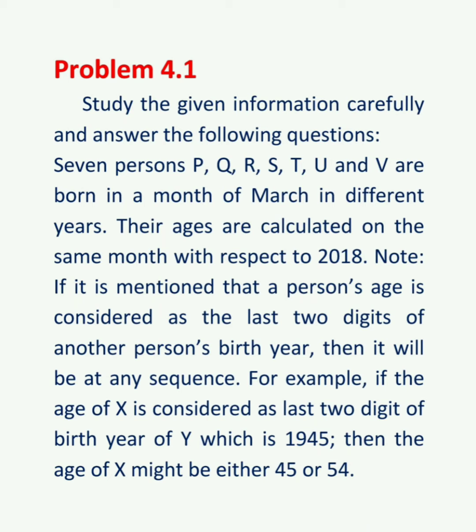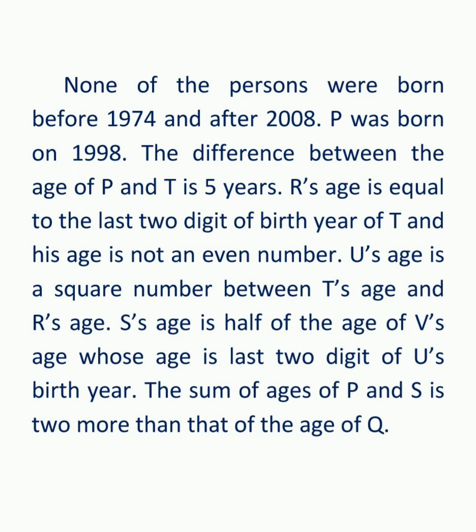7 persons P, Q, R, S, T, U, V are born in the month of March in different years. Their ages are calculated in the same month with respect to 2018. Note, if it is mentioned that a person's age is considered as the last 2 digits of another person's birth year, then it can be in any sequence. For example, if the age of X is considered as the last 2 digits of the birth year of Y, which is 1945, then the age of X might be either 45 or 54. None of the persons were born before 1974 and after 2008.